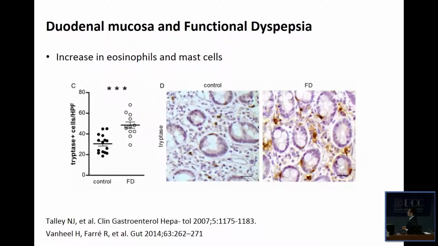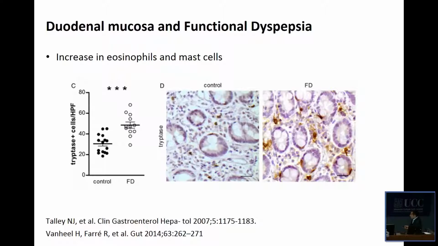In last years, it has been proposed that one of the important pathophysiological findings of functional dyspepsia is alteration in duodenal mucosa. This alteration in duodenal mucosa was discovered to be related to an increase in eosinophils and mast cells.